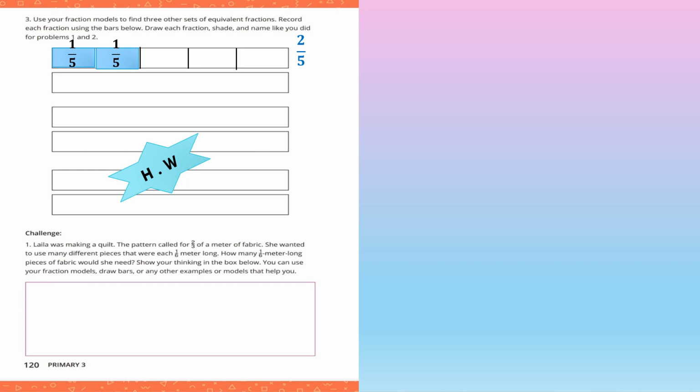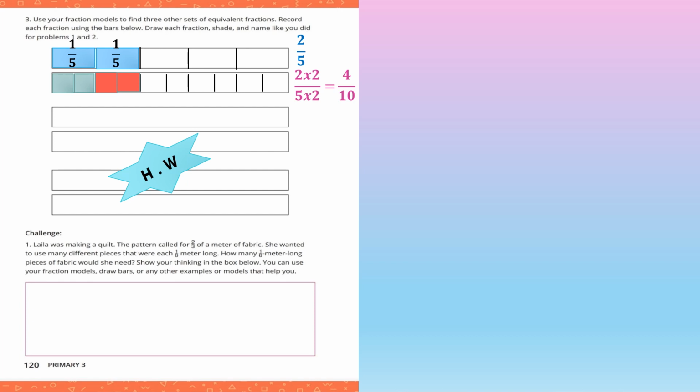To find the equivalent fractions, you can multiply the numerator and the denominator by any number. Here I will multiply them by 2. 2 times 2 equals 4. 5 times 2 equals 10. 4 over 10. Let's divide this bar into 10 equal parts and color 4 parts. Each part is 1/10.